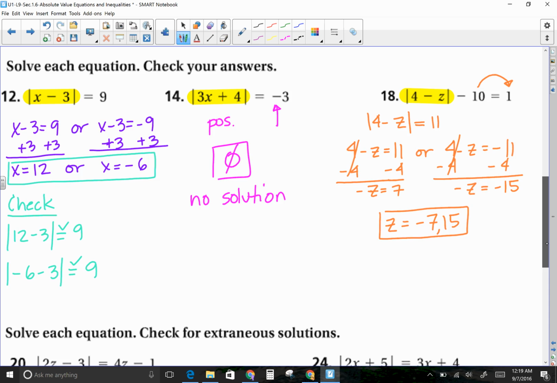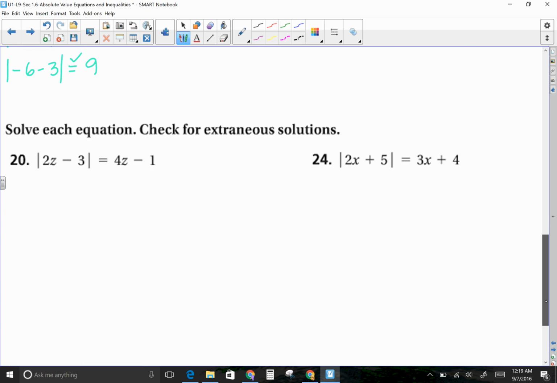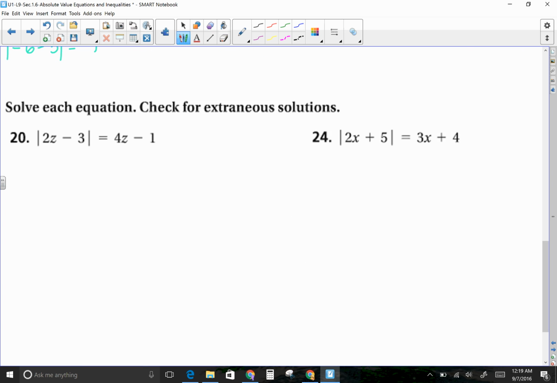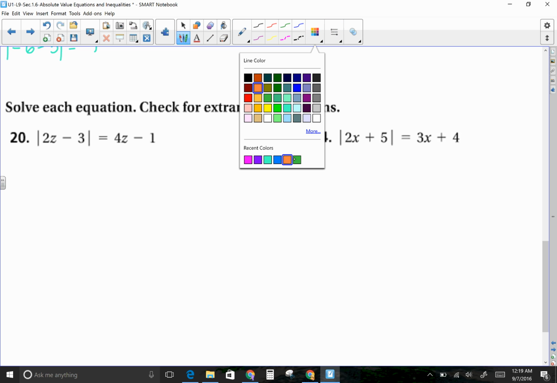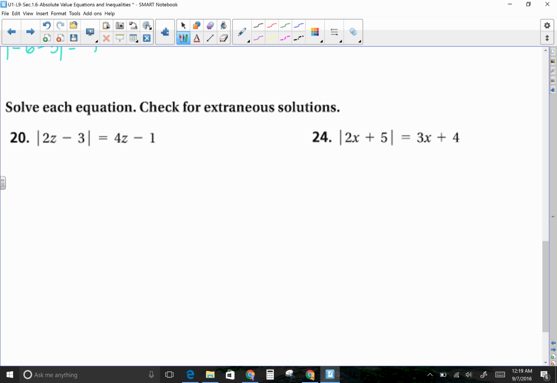All right, so let's look at the next group. Solve each equation, check for extraneous solutions. Okay, all right, where are we? We're going to do the same thing. All right, so before I do that, I want to highlight. Here is my absolute value here, and here's my absolute value here.